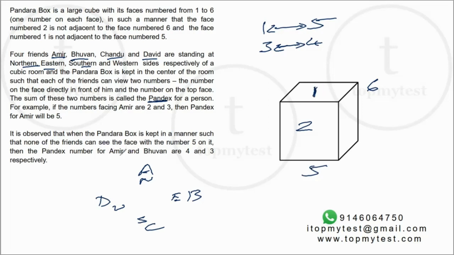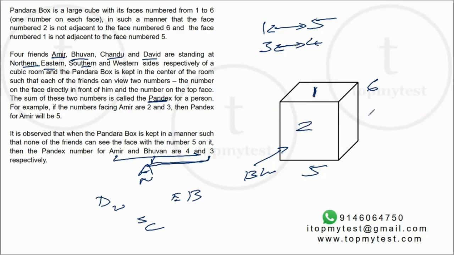Then the pandex numbers for Amer and Bhuvan are 4 and 3 respectively. So for Amer, the pandex number is 4, and for Bhuvan, the pandex number is 3. Now, in this case, who will have pandex number 3? The person standing straight here. So this is Bhuvan. His pandex number will be 2 plus 1, 3.